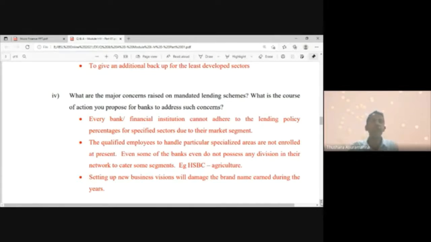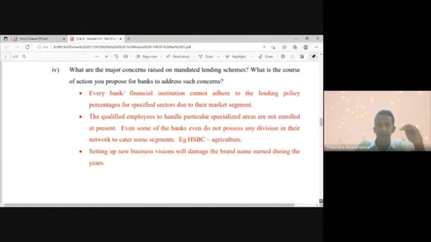So there is a lack of employees, a lack of experts. Setting up a new business vision will damage the brand name earned over the years. That is also possible. Right? HSBC, Citibank and all that, they are operating in a different direction, a different vision. And then they would have to change into agri sector lending. So probably it could impact the existing customers and their brand name. So that's another kind of concern.